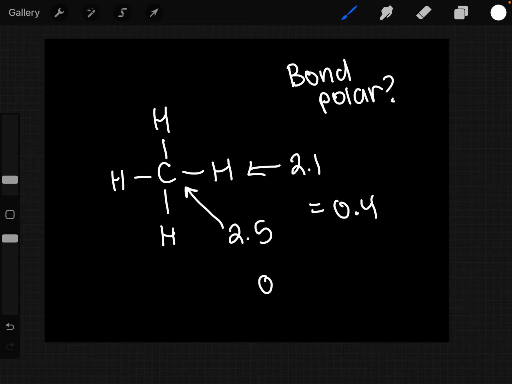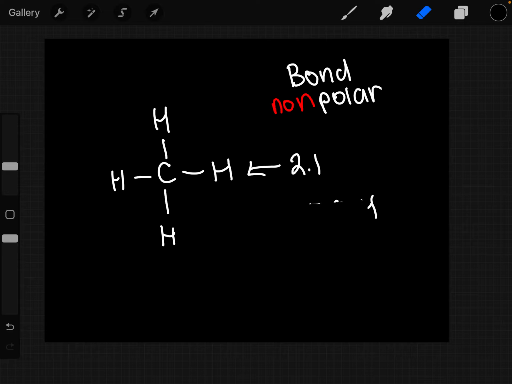Is 0.4 greater than or equal to 0.5? No. So now we know that the bond is non-polar, because it does not have an electronegativity difference of at least 0.5. Now we need to know if this is a polar molecule.